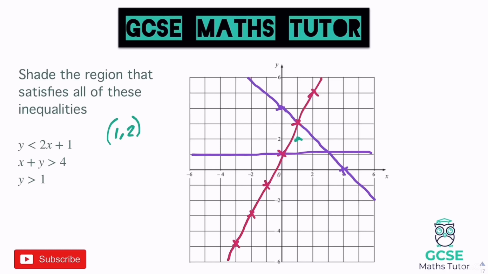And if I sub them into these inequalities, as long as they all work, then that's the region I'm going to shade. So if I sub it into that first one there, x is 1 and y is 2, so y, which is 2, is less than 2 lots of 1, which is 2, plus 1, so 2 is less than 3, and that works, that's correct. Moving on to the next one then, we've got to test all 3 though. x plus y is bigger than 4, so x is 1, so 1 plus 2 is bigger than 4. No, that doesn't work. So it can't be inside that triangle there. Although what we have figured out is that the first one works.